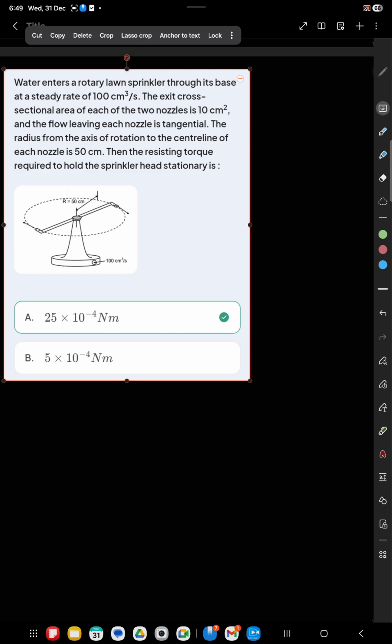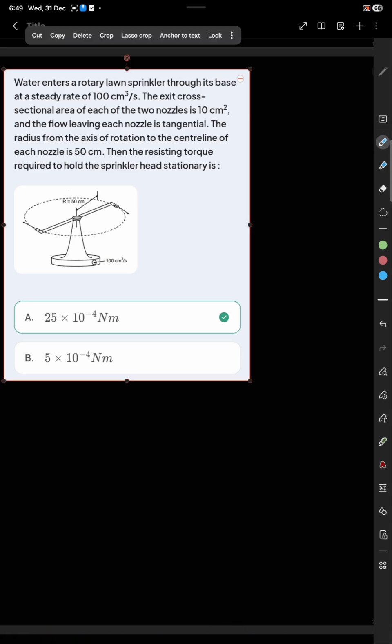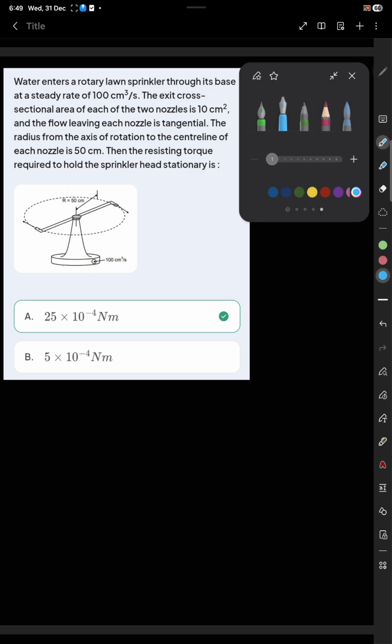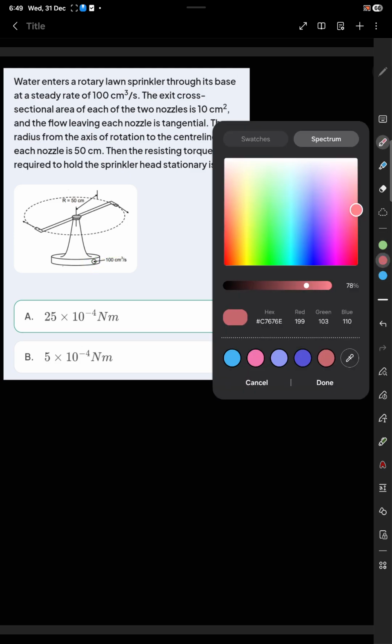Water enters a rotary lawn sprinkler through its base at a steady rate of 100 centimeter cube per second. The exit cross-sectional area of each of the two nozzles is 10 centimeter square, and the flow leaving each nozzle is tangential. The radius from the axis of the rotation is given, and the rate at which this is going is given. So this rate is given already. Better to use rate.